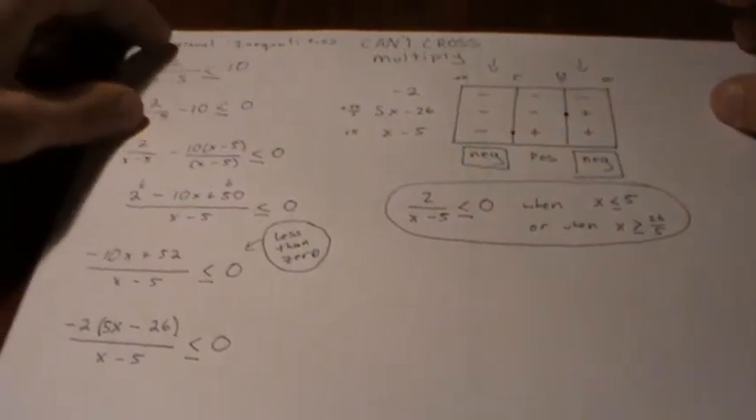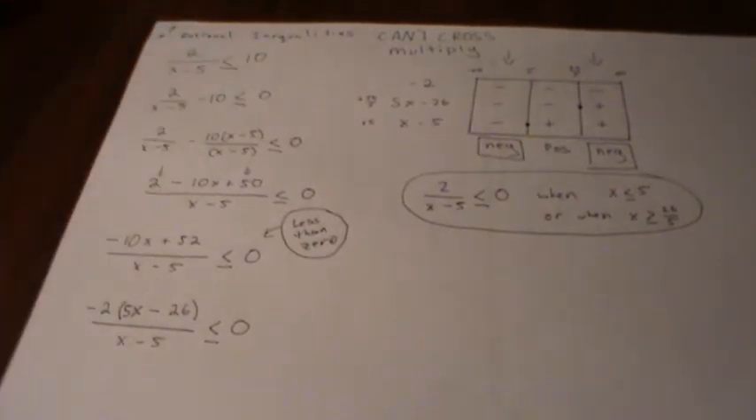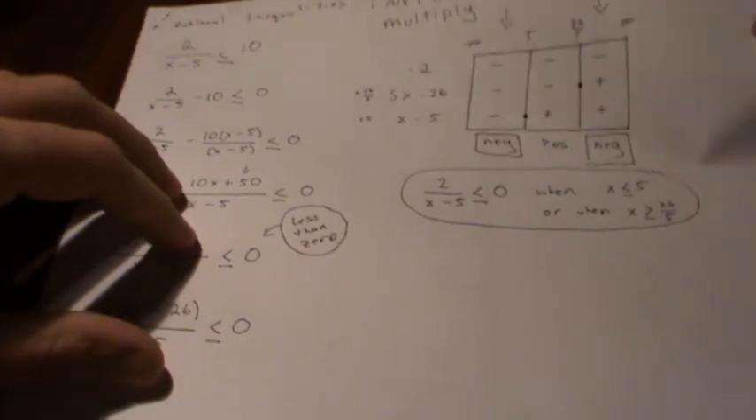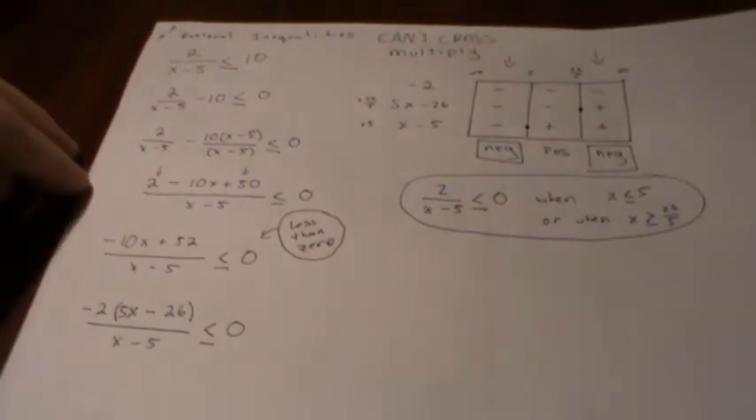So that's basically the idea for rational inequalities. Let's do another one. And it's always the same exact way.